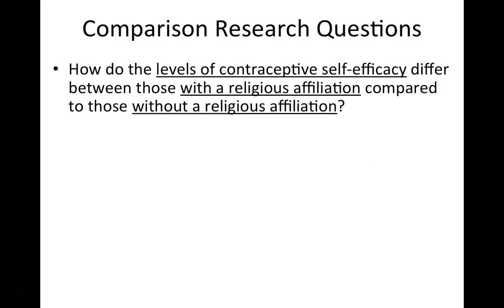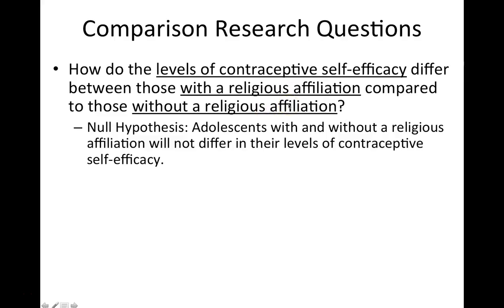Another kind of comparison research question that we could look at would be, how do the levels of contraceptive self-efficacy differ between those with a religious affiliation compared to those without a religious affiliation? So again, we look here, levels of contraceptive self-efficacy is our dependent variable, and our independent variable is religious affiliation, with and without are the levels or the groups of our independent variable. Our null hypothesis here would be that adolescents with and without a religious affiliation will not differ in their levels of contraceptive self-efficacy.